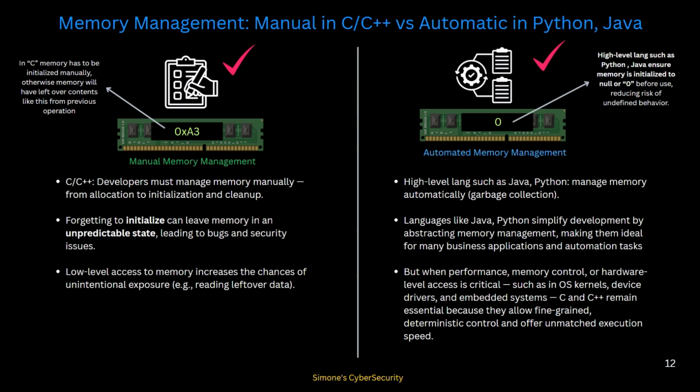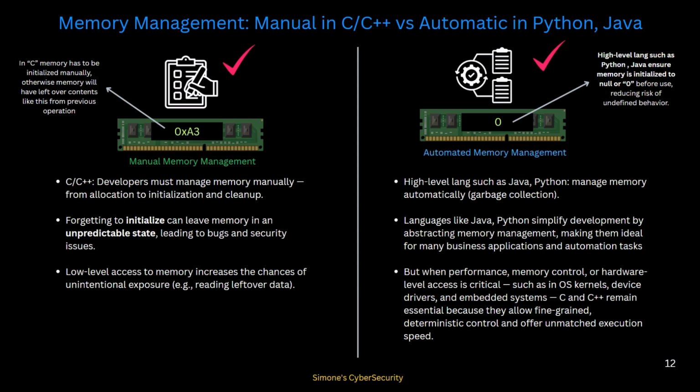But since memory management is automatic in higher level languages like Python and Java, that makes development easier and safer, but at the same time, there is a trade-off. These high level languages are also slow and less efficient when it comes to low level system operations. And that's where low level languages such as C and C++ still shine.